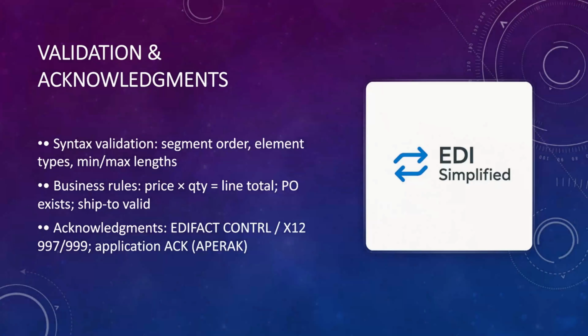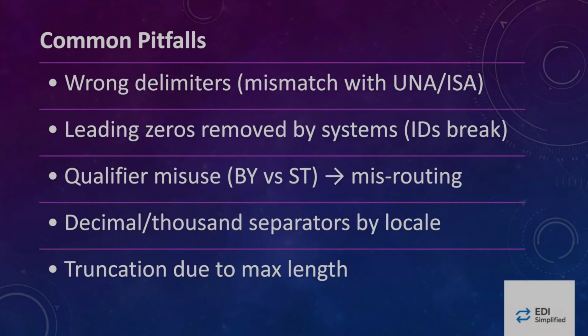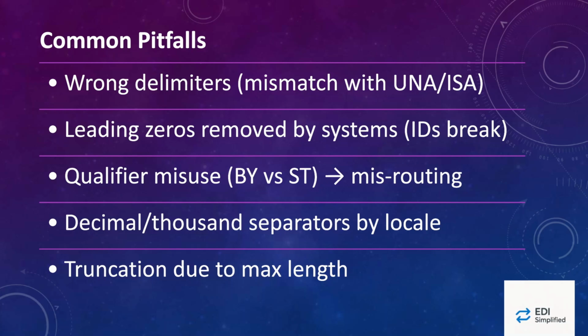EDI validation happens at multiple levels. First, there is syntax validation, which checks segment order, delimiters, and element formats. Next comes business validation, such as checking whether quantity times price equals line total or whether the purchase order exists. Acknowledgment messages report these results, like CONTRL in EDIFACT or 997 and 999 in X12. Some flows also include application-level acknowledgments like APERAK.